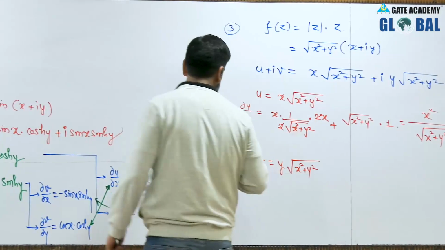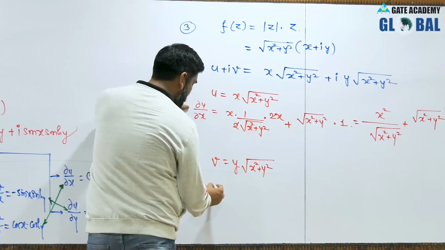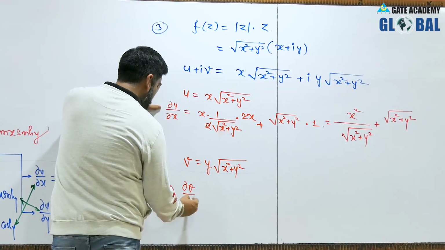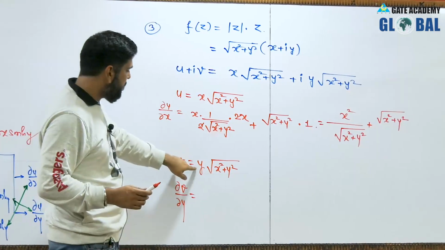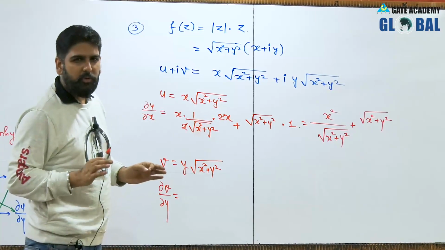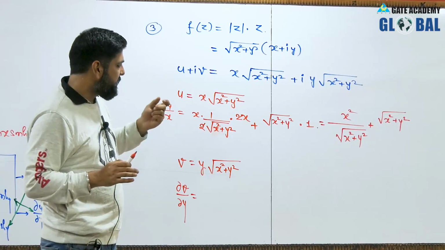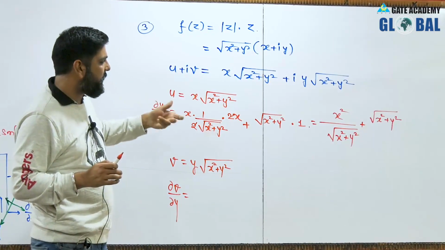So we need to check, right? If it satisfies the CR equation, then del u by del x must be equal to del v by del y. So I am having the differentiation with respect to y now, because here you can see it is y and here it is x. So most probably I am seeming that it is not equal, but let us check.